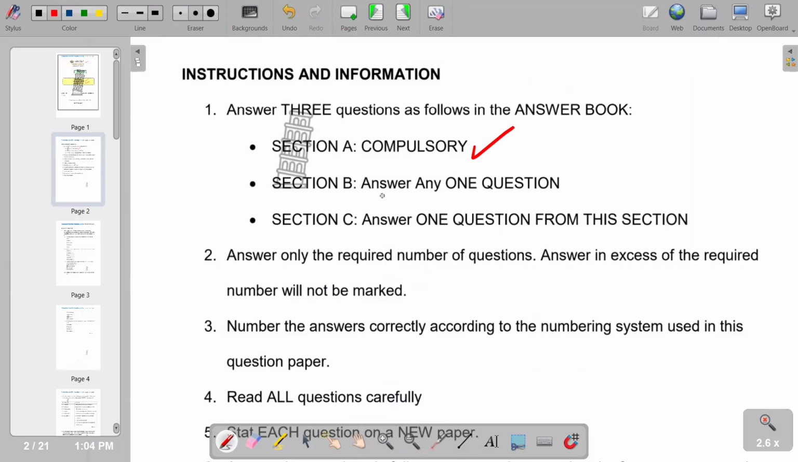Then going to section B, you have to answer any one question on section B, and then we take note that we have to answer only one, that is from section B. Then section C, you answer one question again from this section. So remember, section C is the essay part. So we have to choose one of the two questions that are there. And of course, section B, there are two questions that are also there, and you choose one.